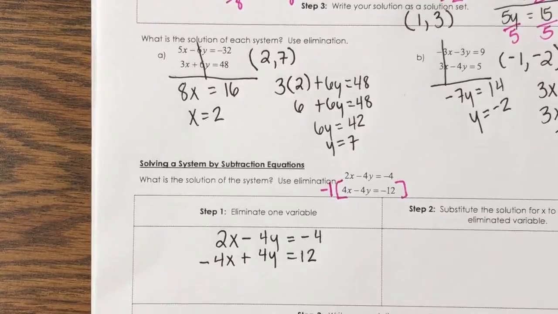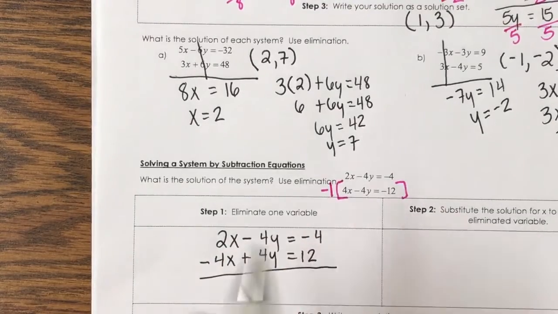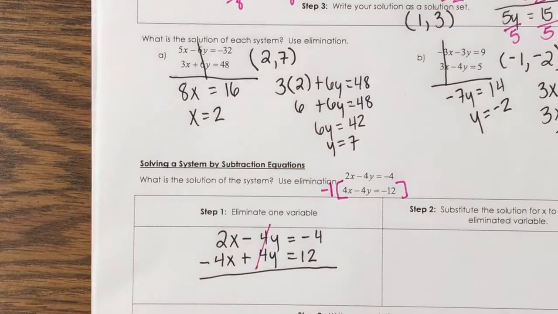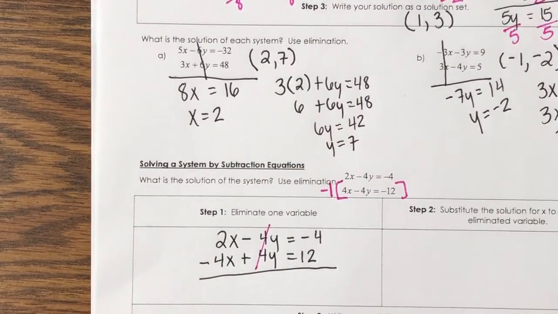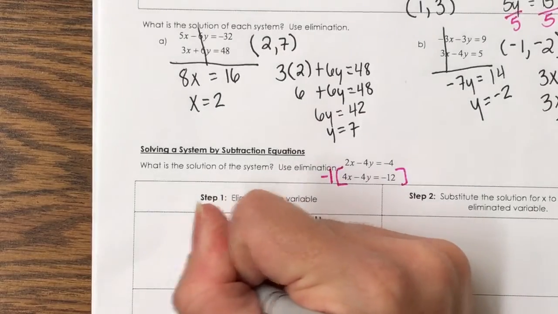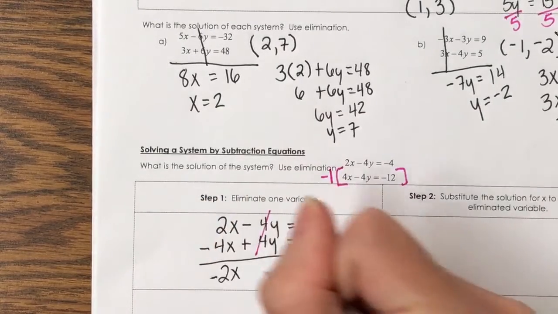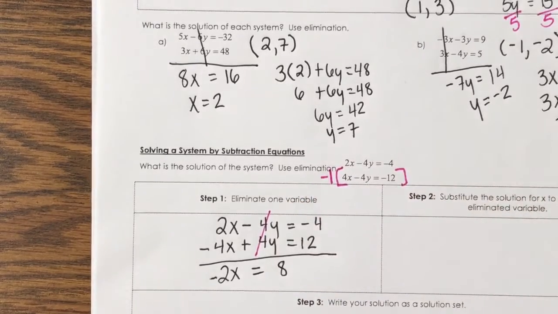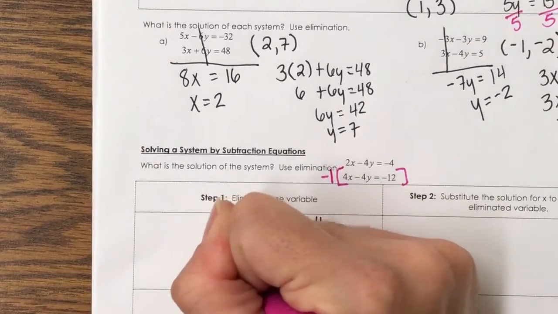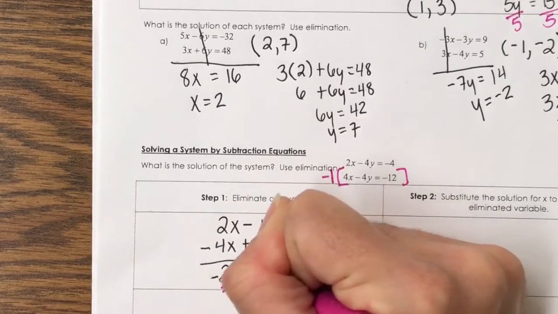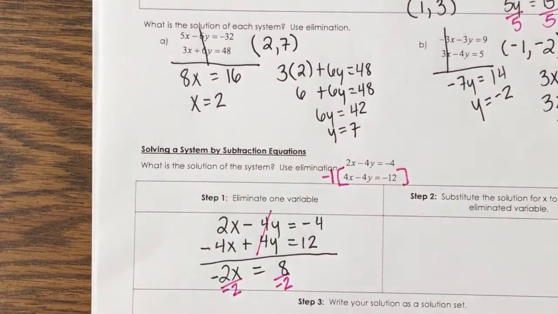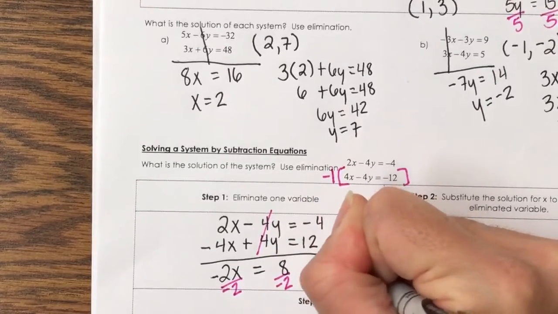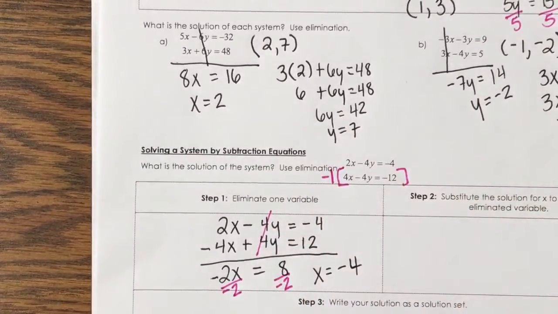Okay, now you're ready to add the two functions together. So y's are opposite, they cancel out. My x's, so 2x and -4x, adds and makes -2x. Okay, -4 and 12 adds to 8. Then divide both sides by -2. 8 divided by -2 is -4. So my value for x is -4.